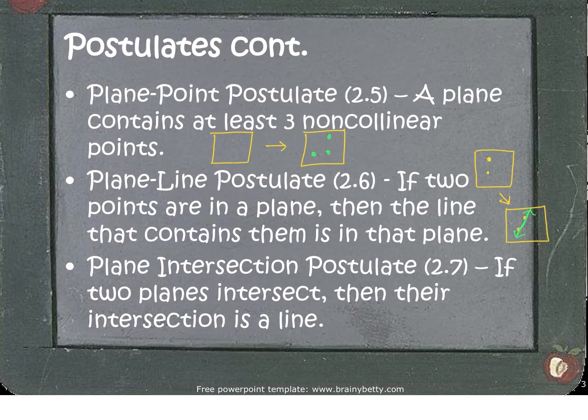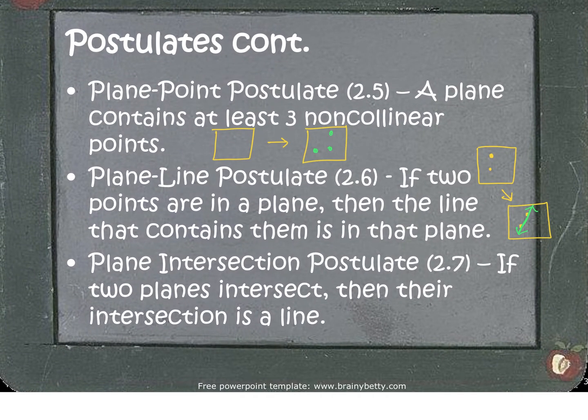Plane intersection postulate says if 2 planes intersect. So drawing this as best as I can. So here are 2 planes. If 2 planes intersect, then their intersection is a line. And here is my intersection. This intersection is a line. Okay, so these have to do with planes.